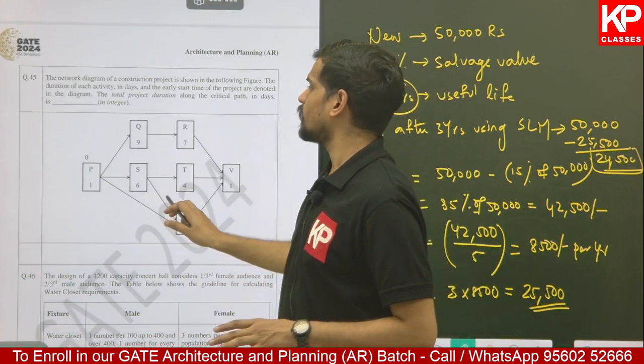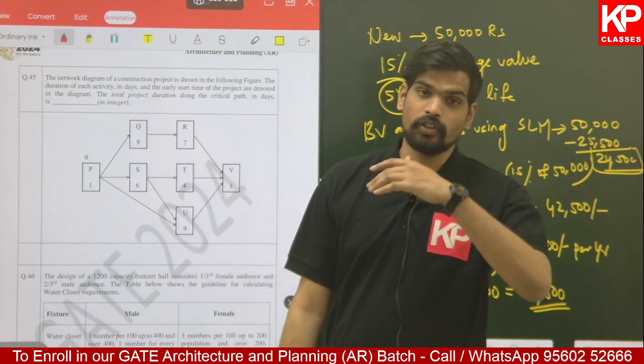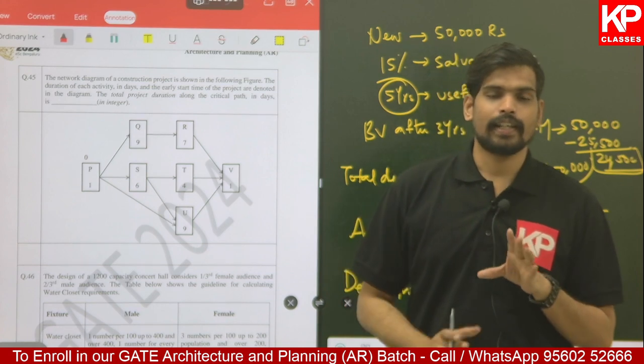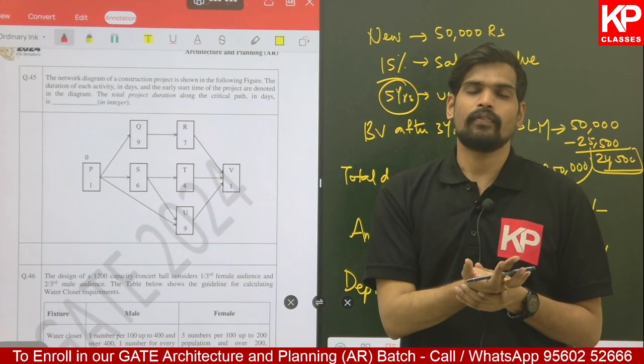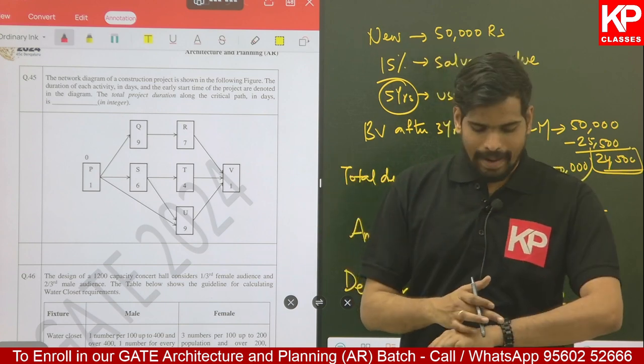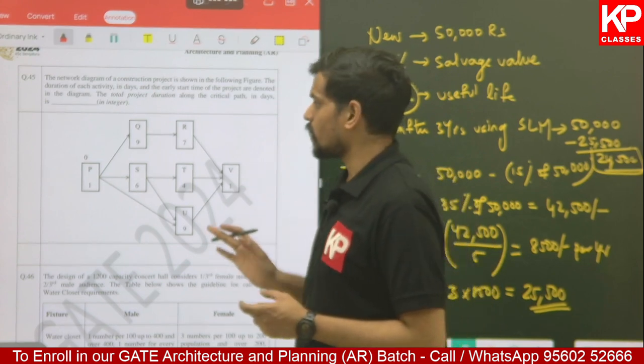The next one is a question on project management. Again, a very simple question. You can probably do it just by doing the forward path calculation. You need not even do the backward path because they are just asking the project duration. They are not asking any float. If they ask you to calculate the float, sometimes they do give you such questions too. In such questions, you will need to do the backward path as well. So, here we are only going to do the forward path calculation and give the answer.